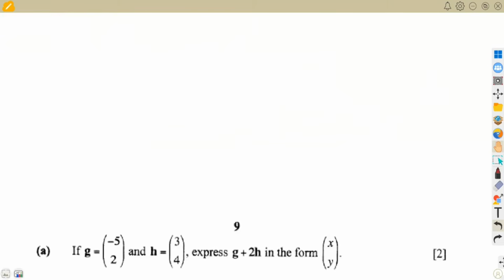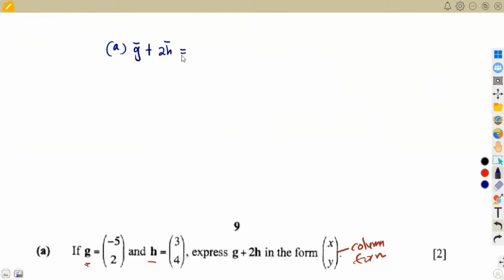The first part, we are given vector G and vector H. Express G plus 2H in the form (x, y). So this is the format of a vector that we are given, the column form. In this form, it's a column vector. All right. So we have the vector G, we have H, and we are given an expression to use, which is G plus 2H. So you simply need to substitute into the formula.